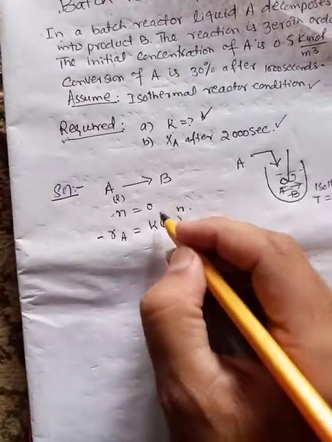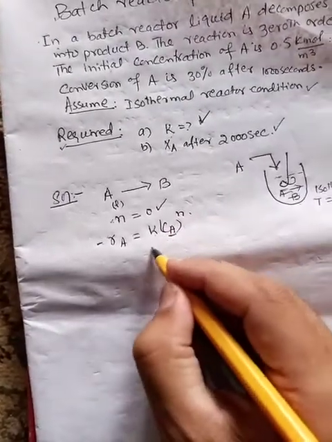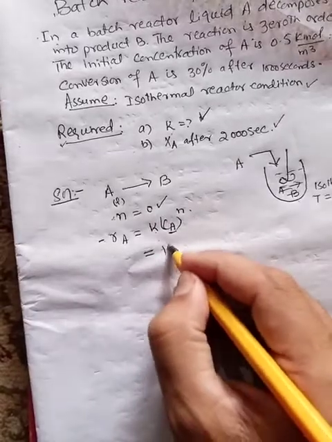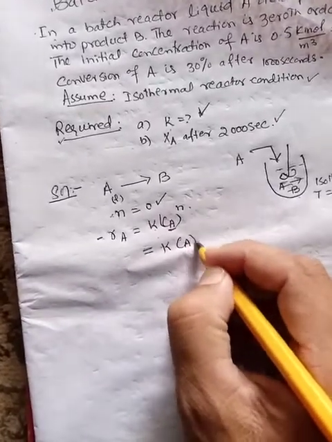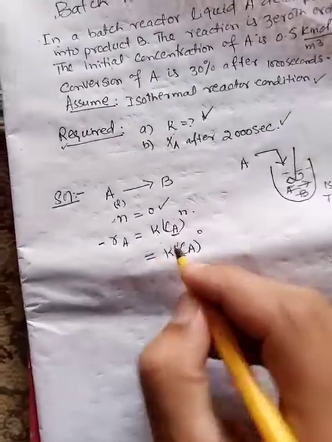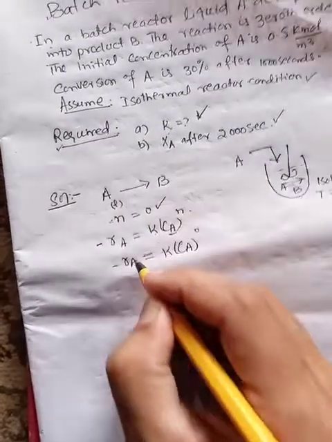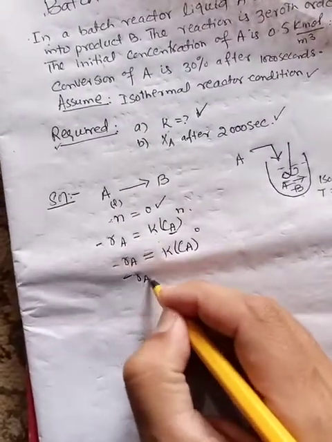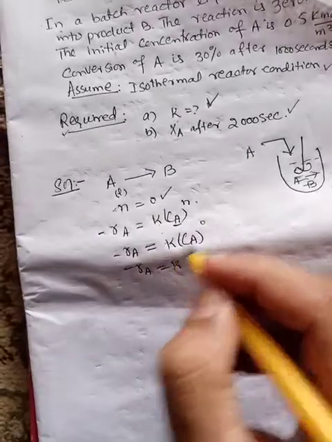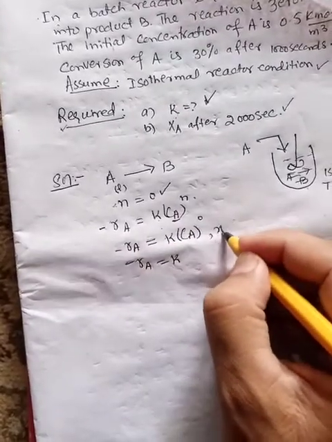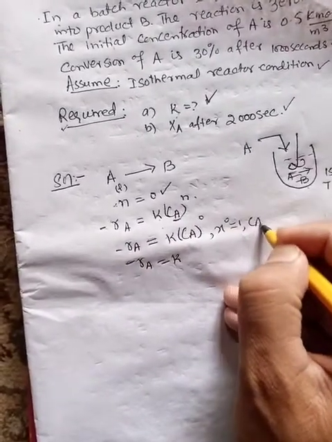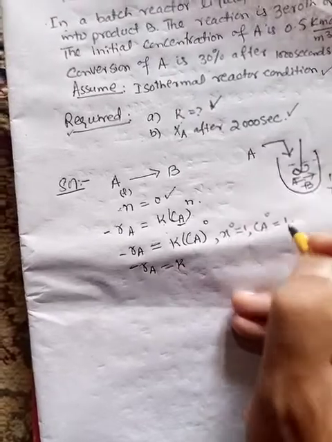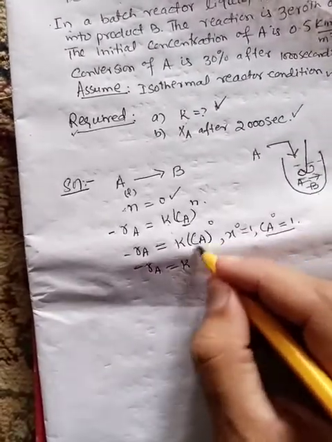So n is equal to 0 because it is a zero order reaction in this batch reactor. So minus Ra is equal to K Ca to the power 0, and minus Ra is equal to K, because anything to the power 0 is 1. Here Ca0 to the power 0 is equal to 1.